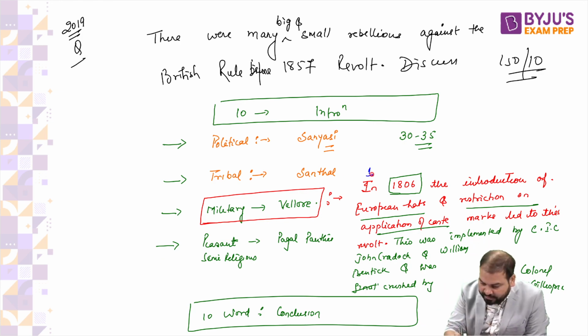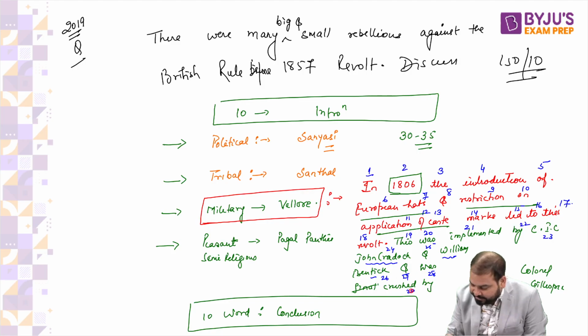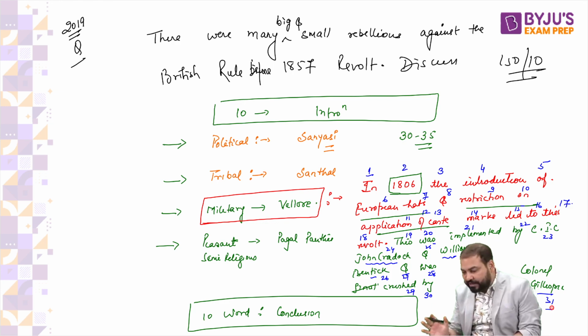I'm taking a separate pen. 1, 2, 3, 4, 5, 6, 7, 8, 9, 10, 11, 12, 13, 14, 15, 16, 17, 18, 19, 20, 21, 22, 23. Name is one word. 24, 25, 26, 27, 28, 29, 30, 31. Everyone, can you see? No, examiners don't count like this.